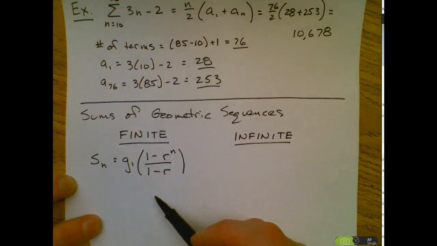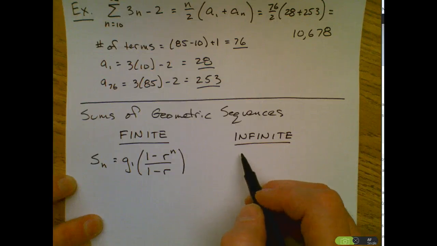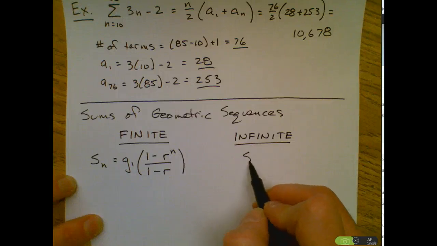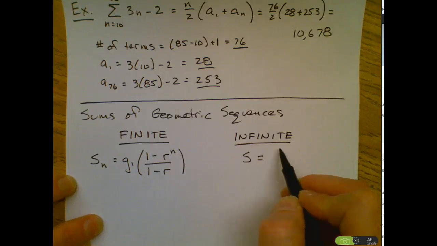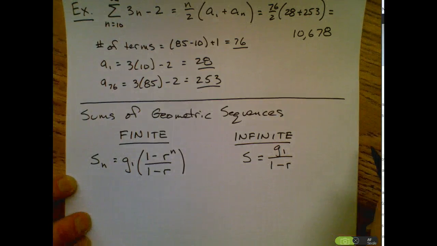So we're going to add up the first 20 terms of some geometric sequence. We can, however, do the sum of an infinite geometric sequence. And our formula here, it's a little bit easier. The sum is going to be g sub 1, so simply take the first term and you divide it by 1 minus the common ratio.